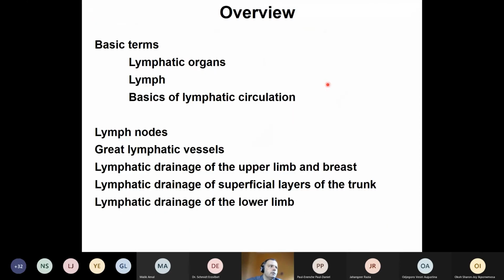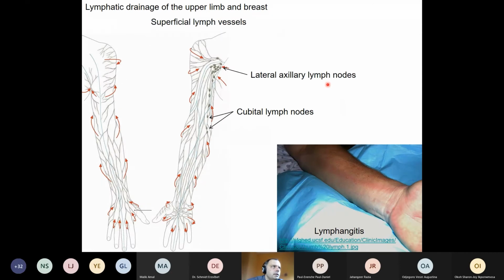And if I go on, then what I have to point out is the lymphatic drainage of the upper limb and the breast. So if we study the upper limb, we have lymphatic vessels arising on the hand, on the palm. They turn between the fingers to the dorsal side of the hand, and they travel upwards under the skin. And they like to follow the superficial veins. In the cubital fossa, in the elbow area, we already have some cubital lymph nodes, which then continue to the so-called lateral axillary lymph nodes, which are in the groove just under the skin of the armpit.